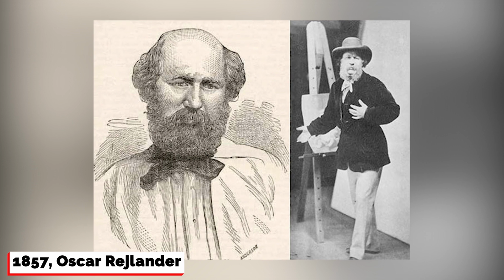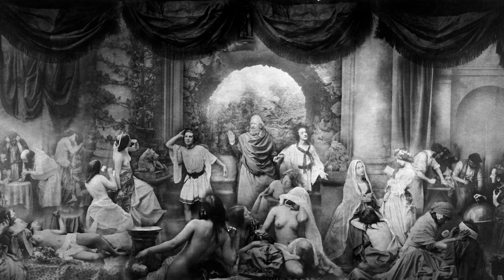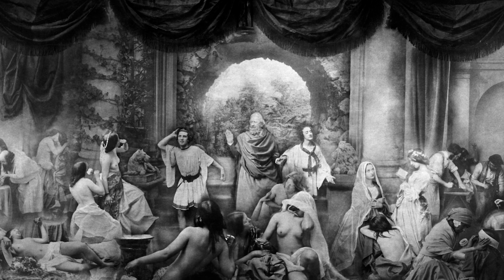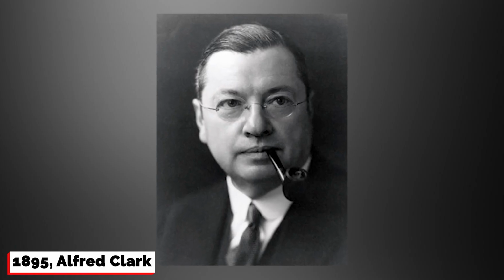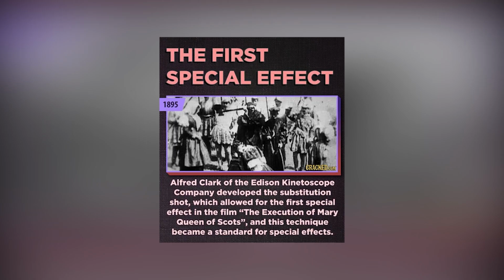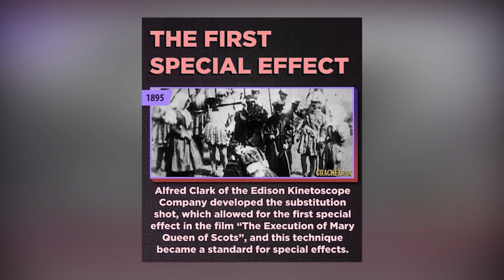In 1857, Oskar Rejlander created the world's first special effects image by combining different sections of 32 negatives into a single image, making a montage combination print. In 1895, Alfred Clark created what is commonly accepted as the first ever motion picture special effect.